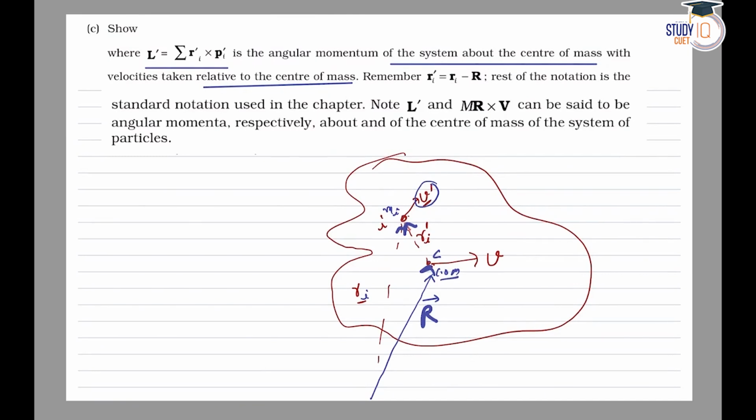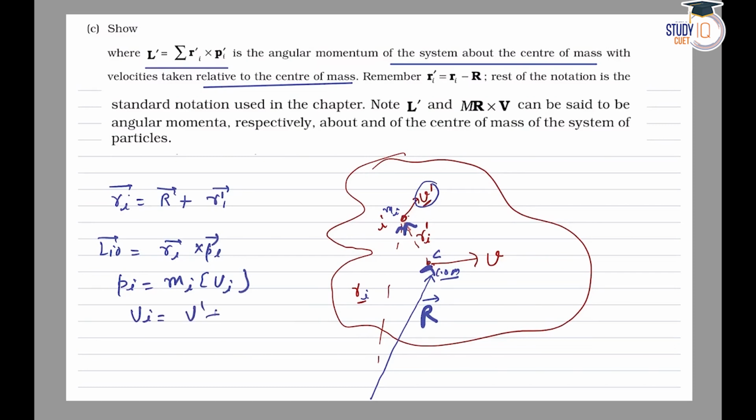So by the vector law we can say that Ri, the position of the ith particle with respect to the ground, can be written as the position of the center of mass with respect to the ground plus the position of the ith particle with respect to the center of mass. The angular momentum of the ith particle with respect to the ground O can be written as Ri cross Pi, where Pi is the linear momentum of the ith particle with respect to the ground, that is Mi into Vi. Vi is the velocity of the ith particle with respect to the ground, which can be written as V prime plus V.